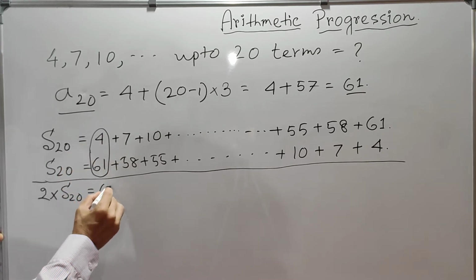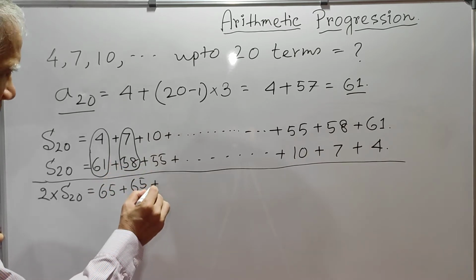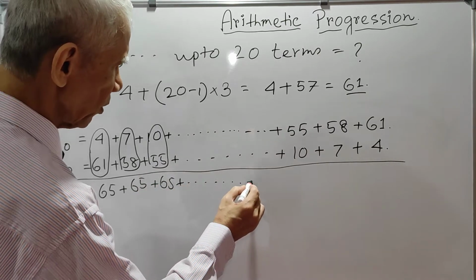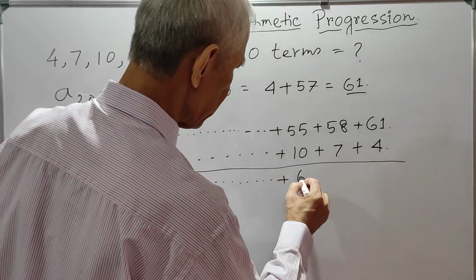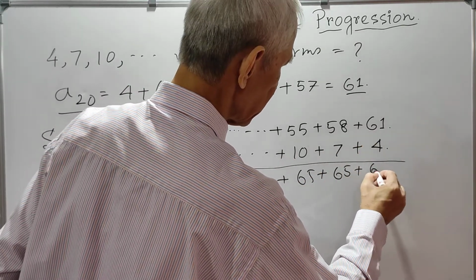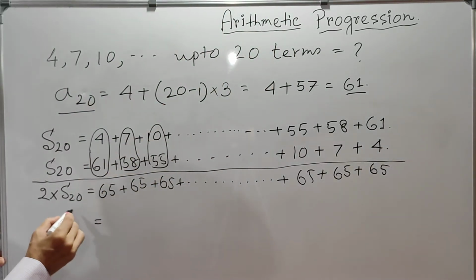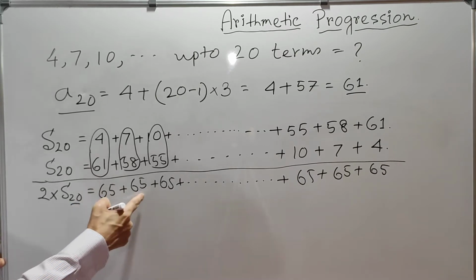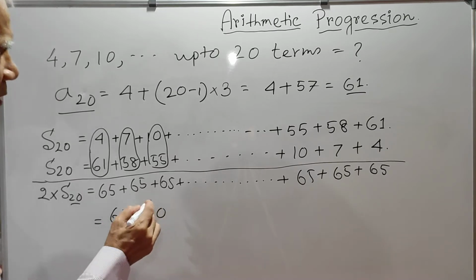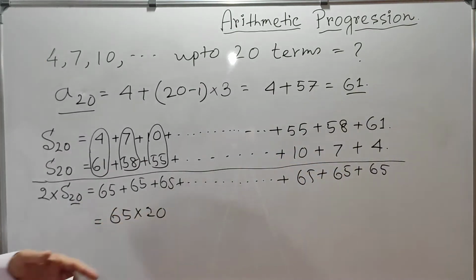4 plus 61 is 65, plus 58 plus 7, 65, plus 55 plus 10, 65. So this way each term will be 65. 58 plus 7, 65, 61 plus 4, 65. All right. So that way we get 65. How many 65 do we get? 20. Why 20? Because there are 20 terms. So how many 65? 20. So 65 into 20.